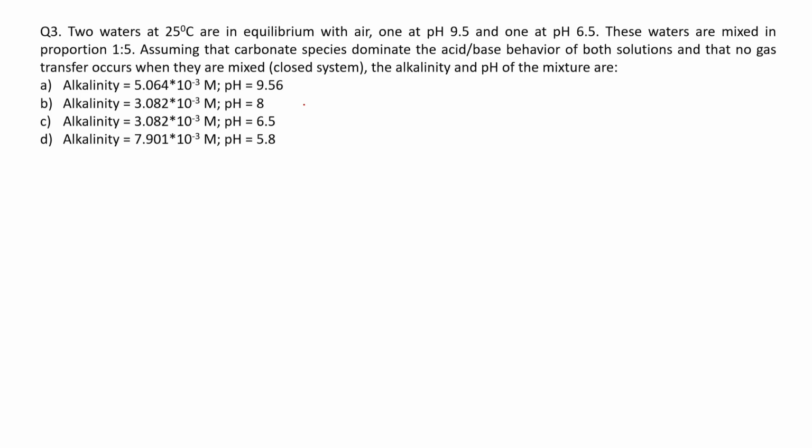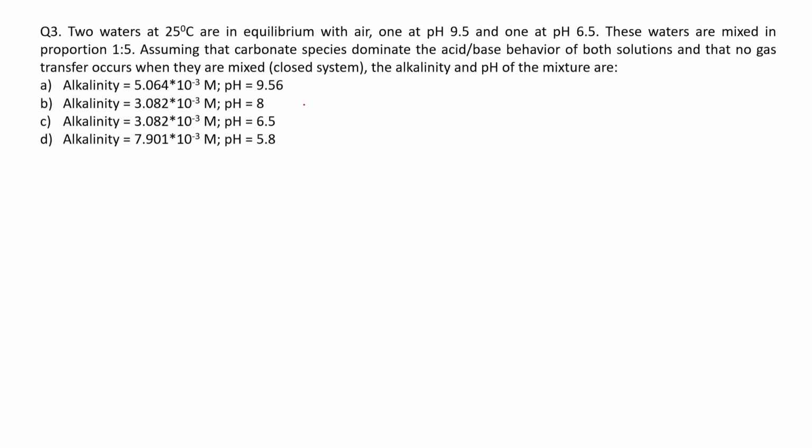Earlier the pH is given and both the systems are open, and while mixing and after mixing these systems are closed. So we have to find out the alkalinity and pH of the mixture. As we know, alkalinity is a conservative parameter, so we can find out the overall alkalinity, but pH is not a conservative parameter, although the components, that is total carbonate and total H, are conservative parameters.